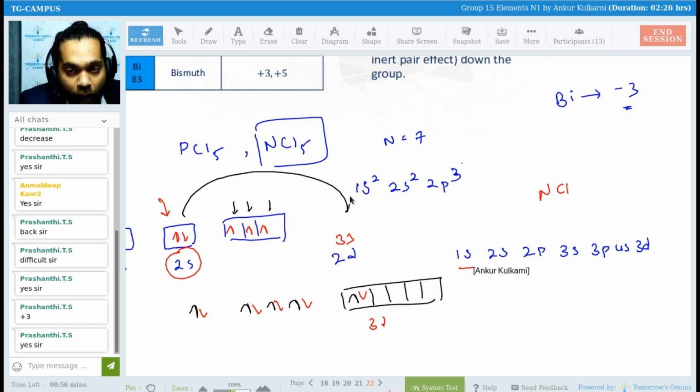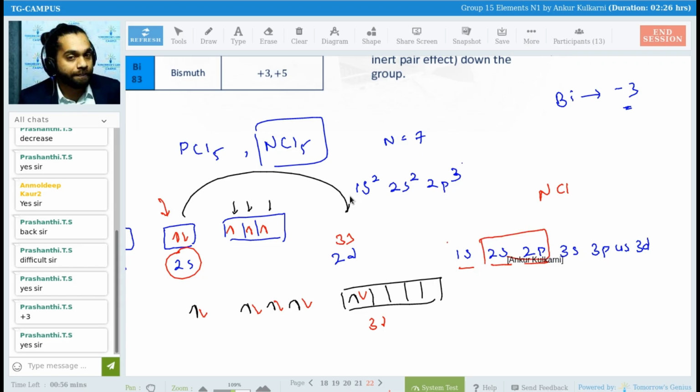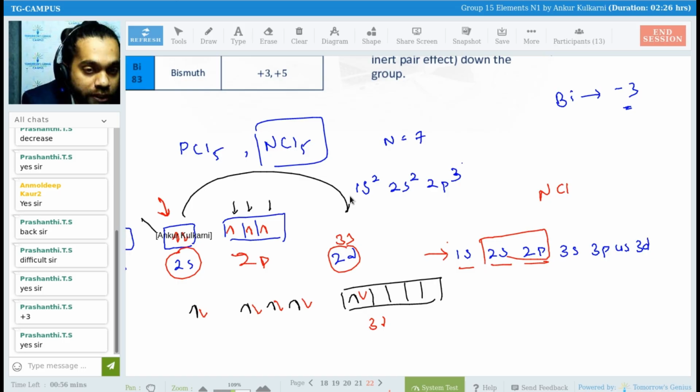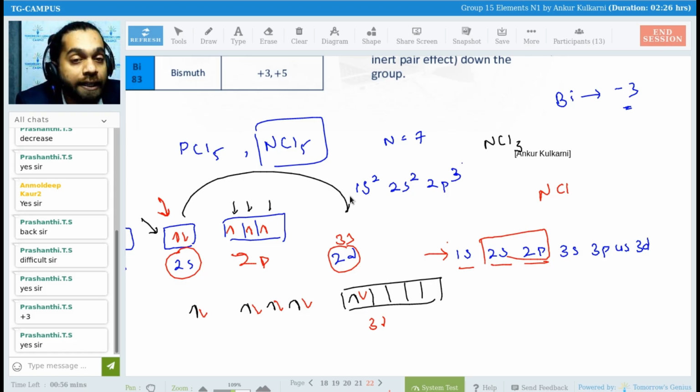So I have 1s, 2s, 2p. 2s and 2p are at the same energy level. Correct? So I have 2 electrons in 2s, Anthony, and 3 electrons in 2p. I do not have anything like 2d. Do I have anything like 2d? No. That's why, Anthony, these 2 electrons cannot move. They are present over there only. And in the 2p, I have 3 half-filled electrons. Over there, I can put the electrons of chlorine and form a bond and make NCl3.